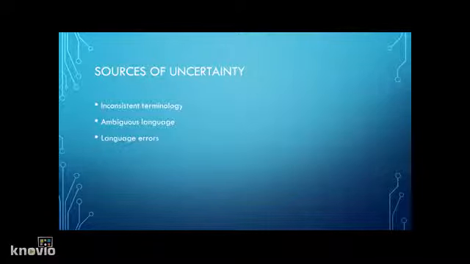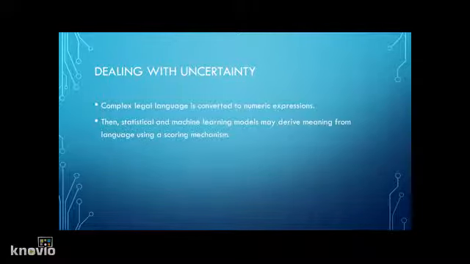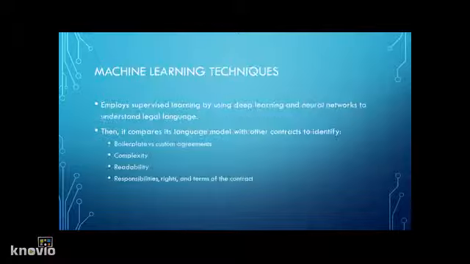The primary function of LegalRobot is to deal with uncertainty, and these three major areas are inconsistent terminology, ambiguous language, and language errors. The way that LegalRobot deals with this uncertainty is that the legal language is converted to numeric expressions. In addition to allowing the statistical and machine learning models to run, this also allows us to derive meaning from language using a scoring mechanism.